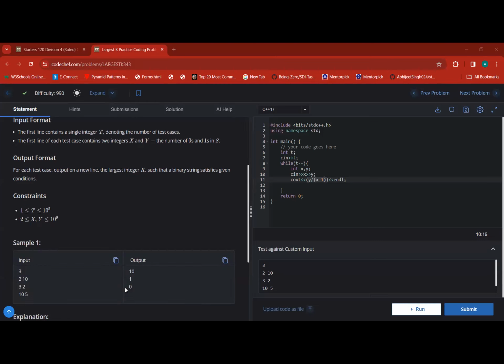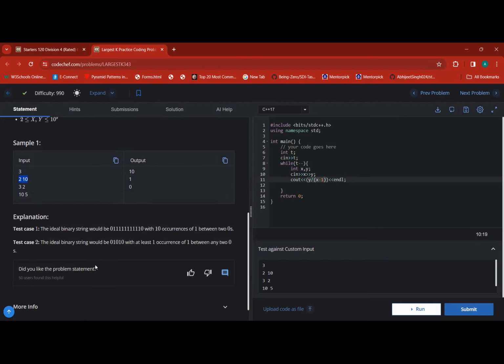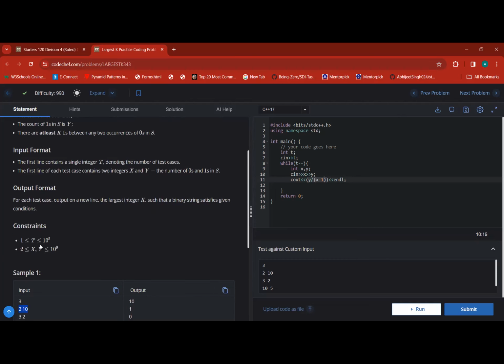The input format for this problem is that we will be given the number of test cases t, and each test case will have x and y. The output format is to print the largest integer k possible using x and y. Constraints are that t can go up to 10^5, and x and y individually can range from 2 up to 10^9.